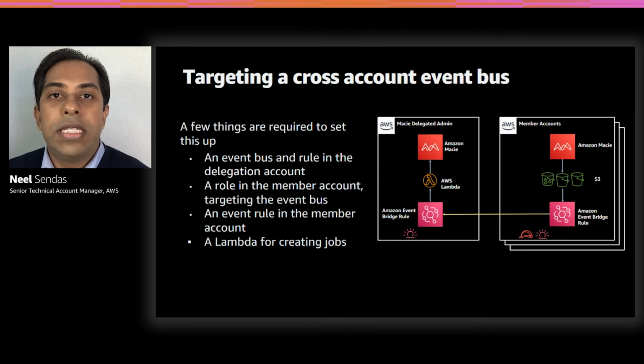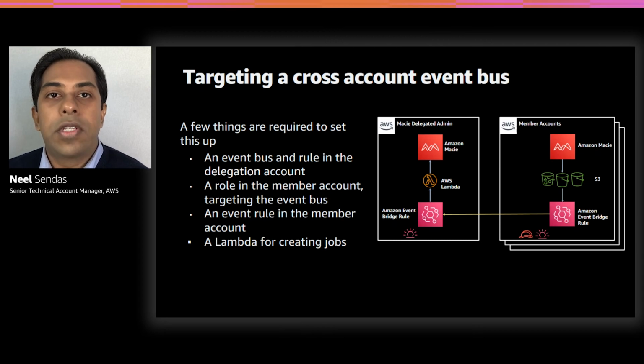Now, to aggregate events back to the delegated admin, we need a target for the rule we just built. The rules living in the member accounts should be coupled tightly with an IAM role. Back in the admin account, an event bus is set up with a policy allowing either a list of accounts or organizational units.